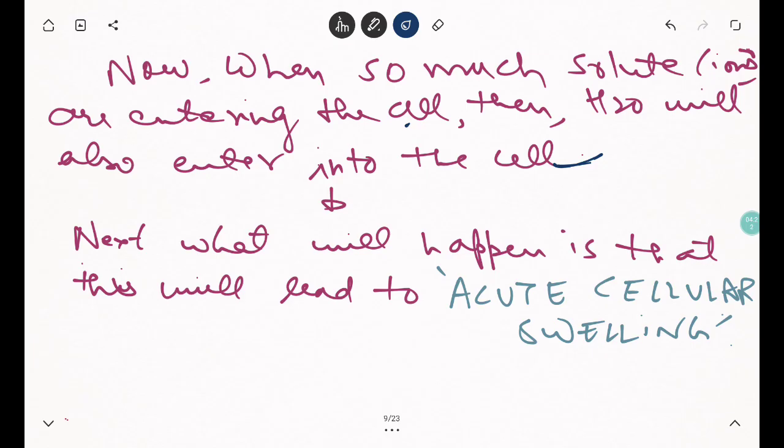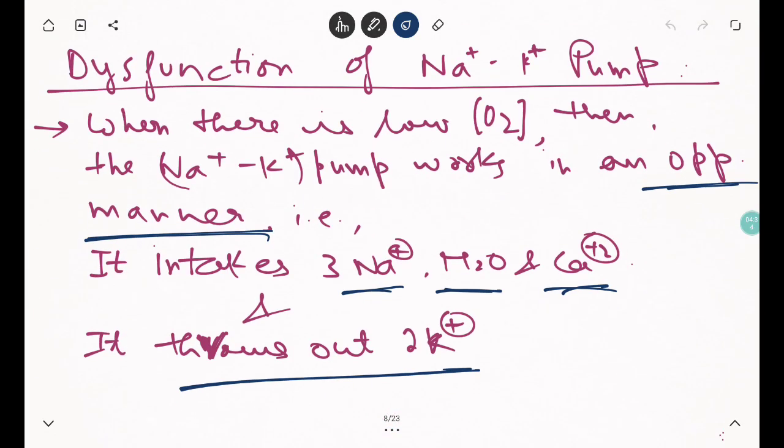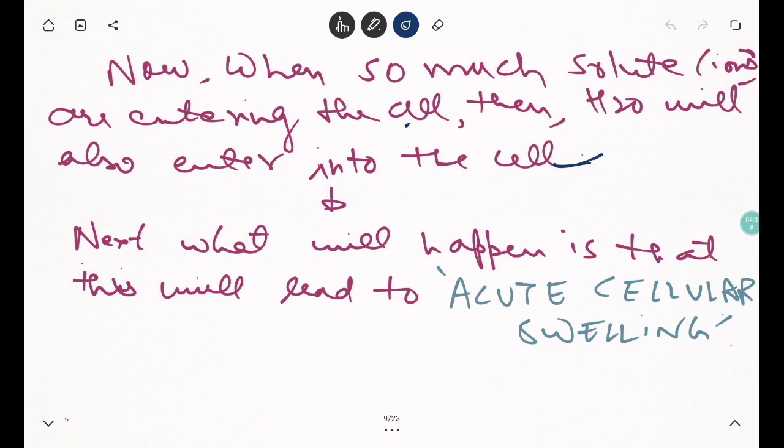Inside the cell, our intracellular concentration is high of negatively charged proteins and potassium. Now negatively charged proteins and so many ions, that is sodium, water and calcium ions, are entering the cell, so water will also enter into the cell. Then this will lead to acute cellular swelling. This is very important. Acute means the swelling will take place instantly.